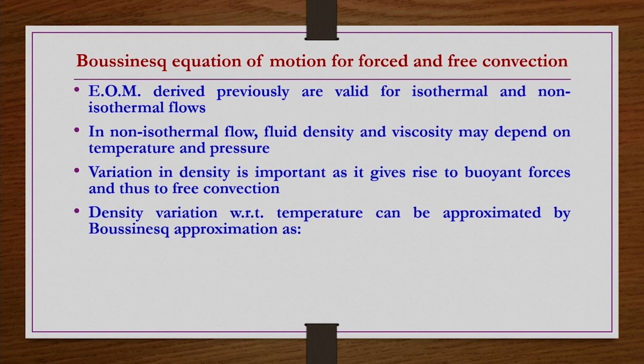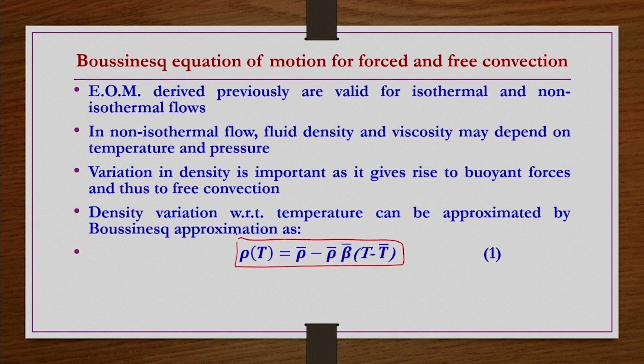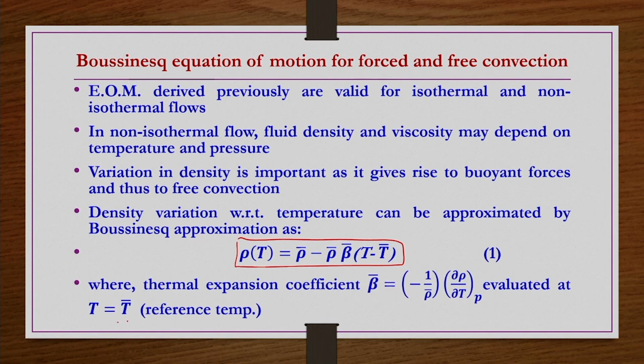Density variation with respect to temperature can be approximated by the Boussinesq approximation, and it is given by rho at temperature T equals rho bar minus rho bar beta bar times (T minus T bar). Whatever has a bar is evaluated at the reference temperature T bar. So, rho bar is the density at temperature T bar, and beta bar is the coefficient of volume expansion at constant pressure at temperature T bar.